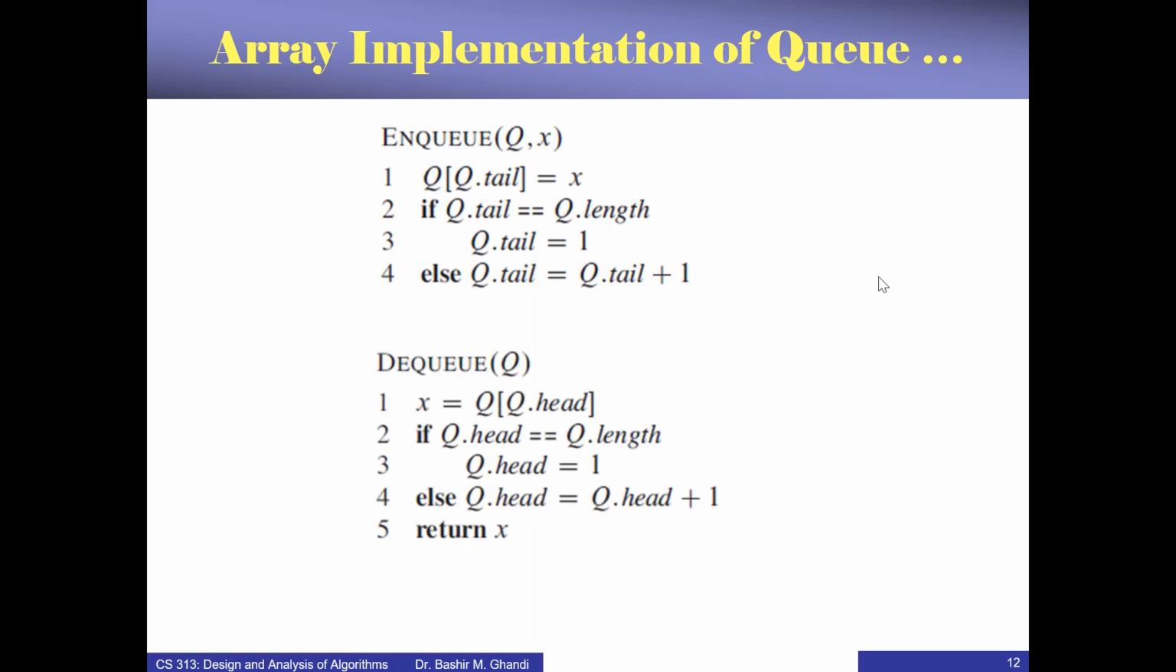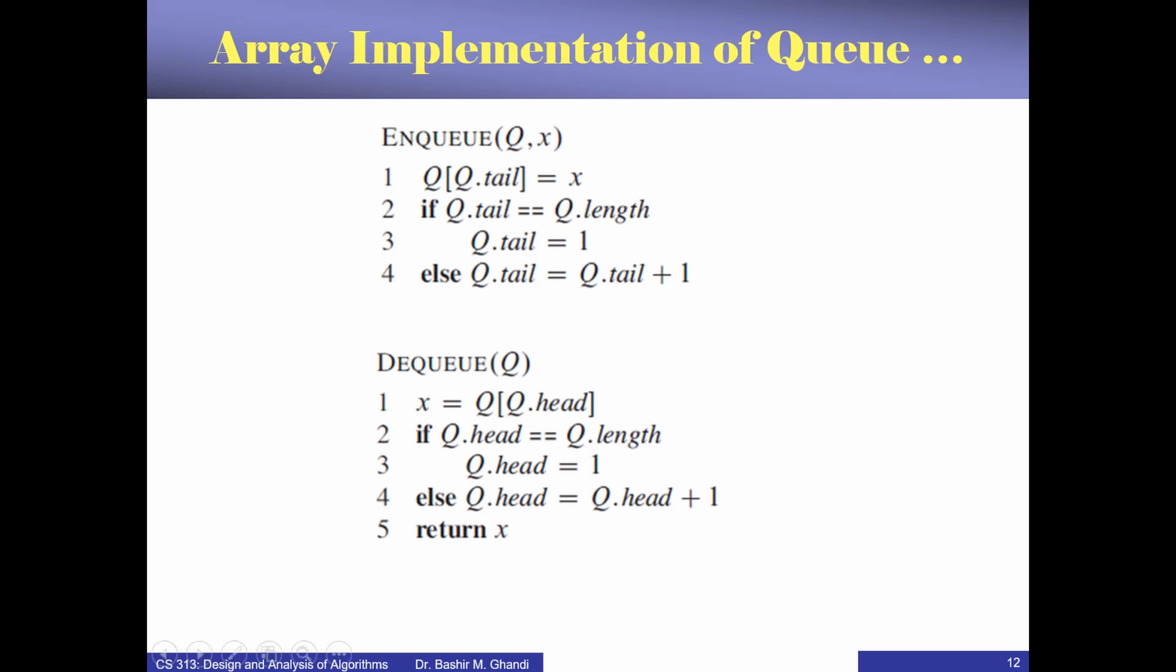What about the dequeue? For dequeue, the element to be dequeued is the one pointed to by q.head. So just save q at q.head into a variable x, and we're going to return that x at the end. But before that, we now need to move q.head forward by 1. So again, the same situation. If q.head is at the end, if it's equal to q.length, just wrap it around and let it become 1. Otherwise, just increment it by 1.